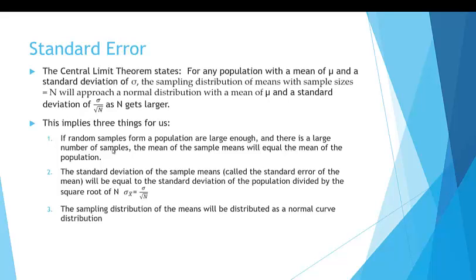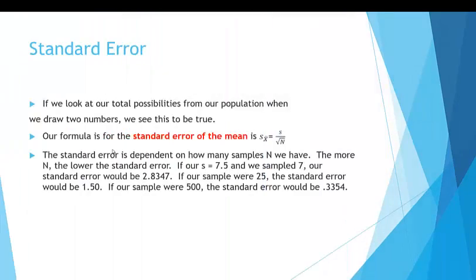And then once we accept those two things, then we can look at number 2 and accept number 2, that the standard deviation of our sample means is equal to the standard deviation of our population divided by the square root of n, our number of samples. So let's take this and put this into practice.